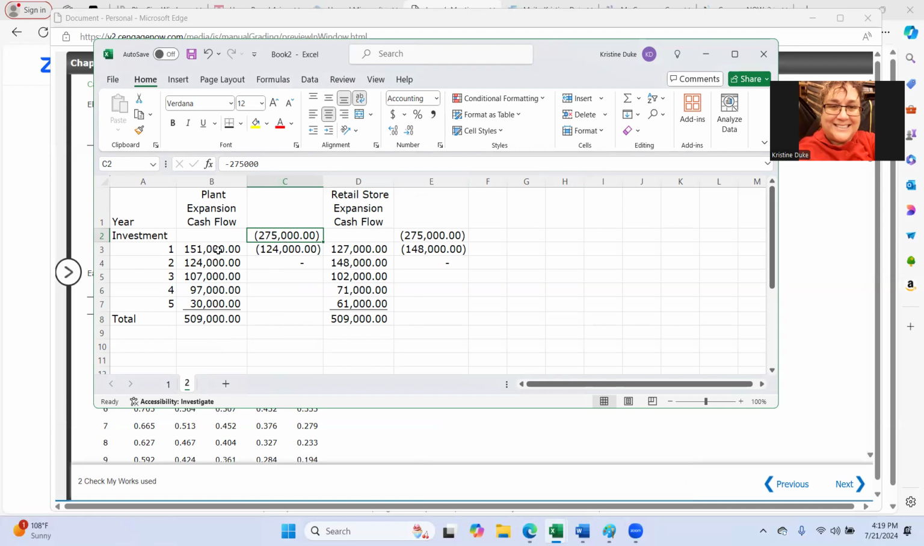And so first year, I'm going to get 151,000. So I subtract that from my original investment. I'm left with 124. So it's going to take me 2 years for both of these to get payback.